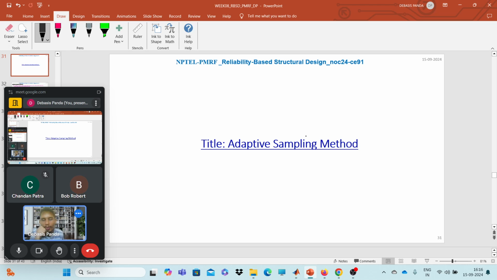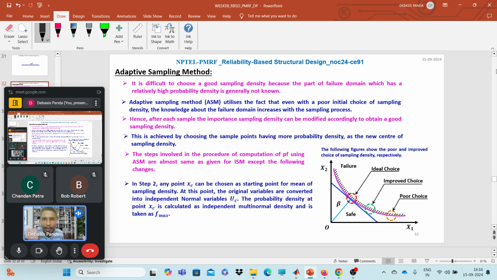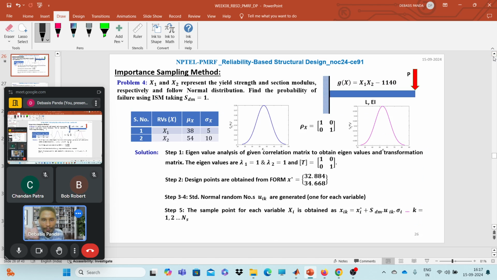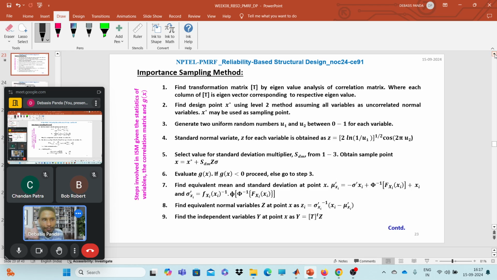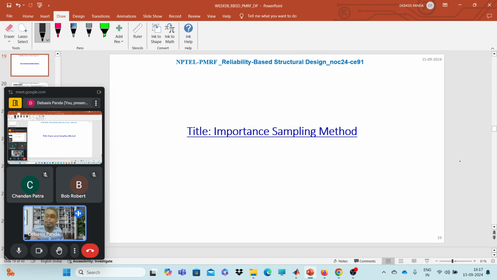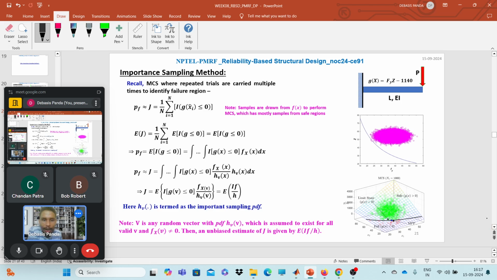So adaptive sampling actually does this. Now how will I do adaptive sampling? First, let's go to importance sampling. Importance sampling actually does this thing. Now in Monte Carlo simulation, let's quickly revisit the things. I will just give you the concept. So in Monte Carlo simulation, this is the problem.